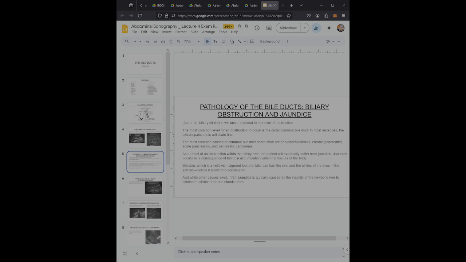As a result of this obstruction, patients will eventually suffer from jaundice. Jaundice occurs as a consequence of bilirubin accumulation within the tissues of the body, and we can find bilirubin turning the skin and the sclera yellow if it is allowed to accumulate.